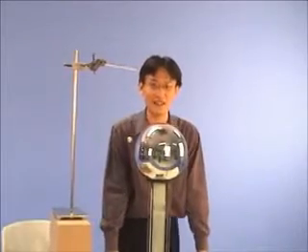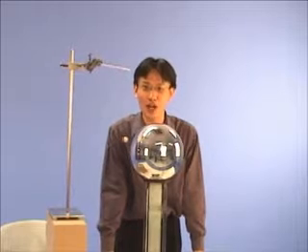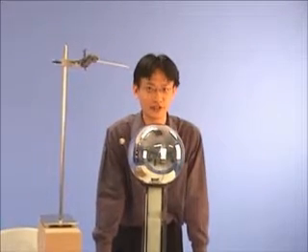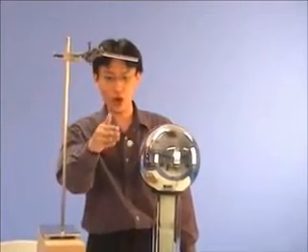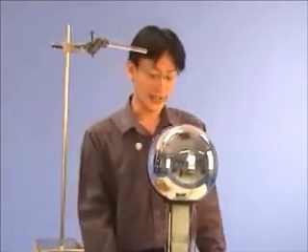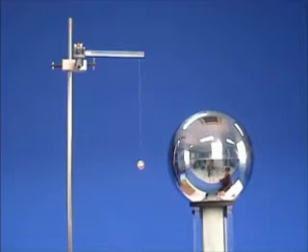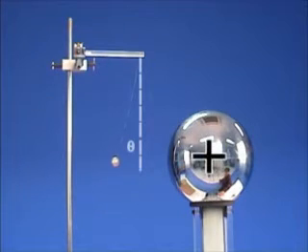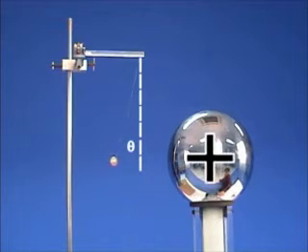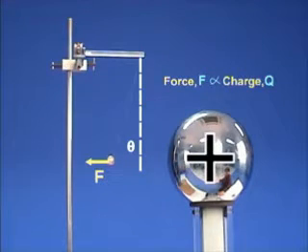We have already seen the effects of electrostatic force. So what are the factors affecting the magnitude of the force? Right here I have a small positively charged sphere. As I turn on the Van de Graaff generator, the sphere will become more and more positively charged. Let us observe what happens. Notice the angle of the tube increases as the positive charge on the sphere accumulates. This shows that the force is actually dependent on the amount of charge stored on the sphere.